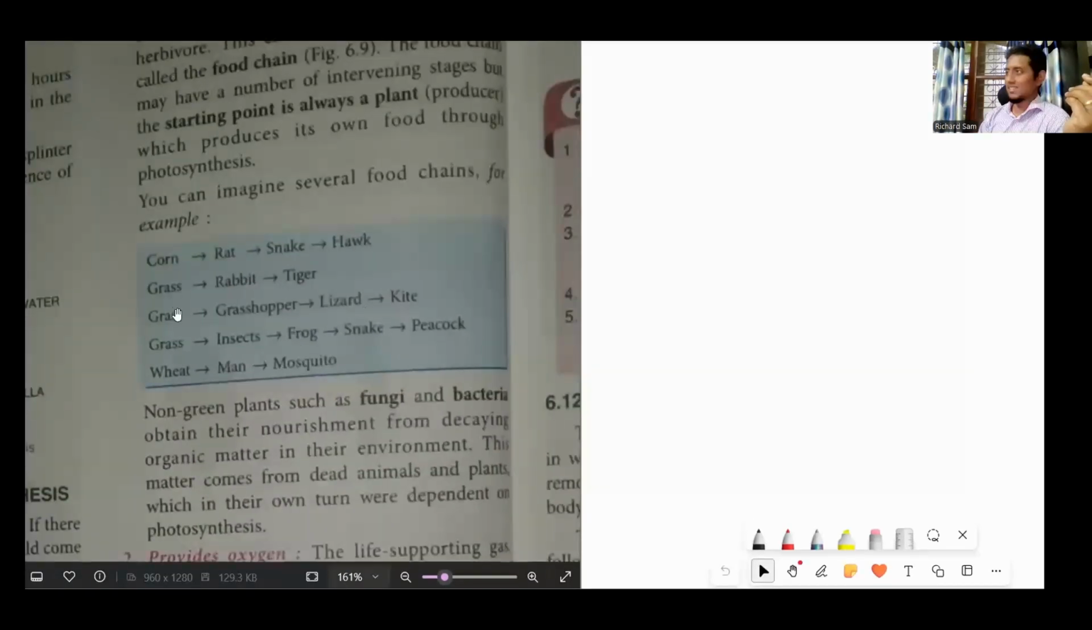Okay, so here there's a food chain. You can see so many chains. Even a tiger depends on plants. Why? Because a tiger depends on a rabbit, which depends on grass. Mosquito also depends on plants. How? Because mosquito depends on whom? Man, it takes the blood from us, and we depend on plants like wheat. So every animal on this earth depends on plants directly or indirectly. Directly, if you're a herbivore or a vegetarian. Indirectly, if you're a carnivore or a non-vegetarian.